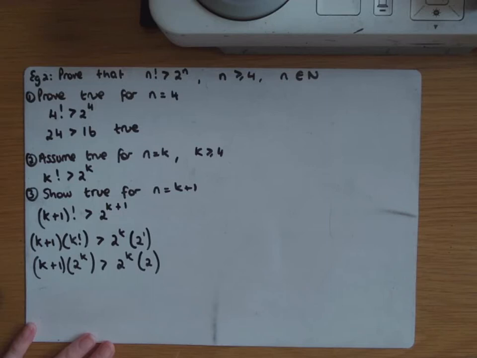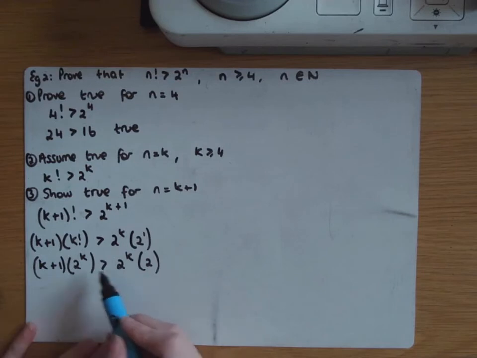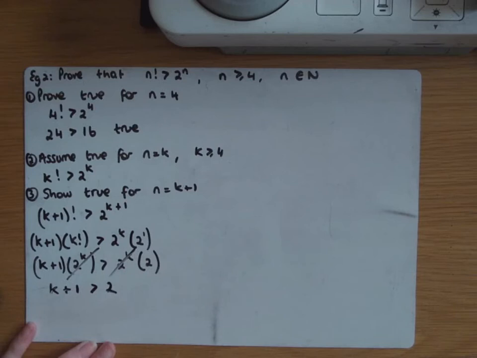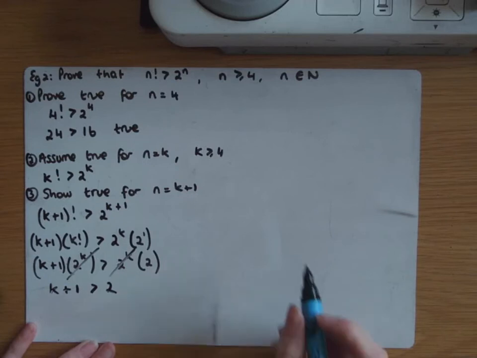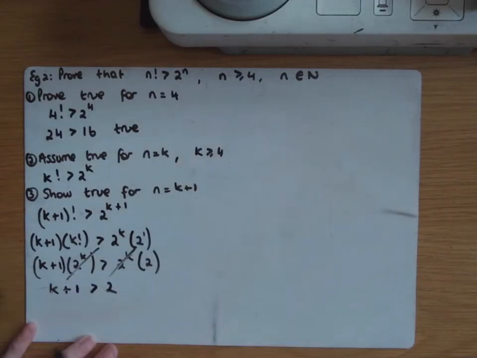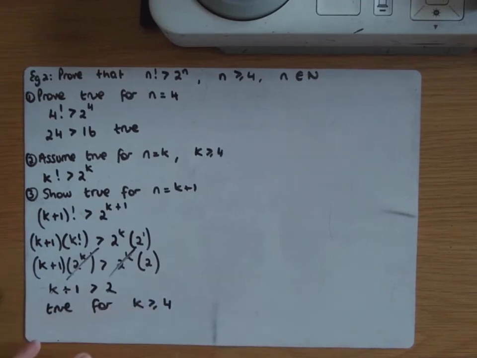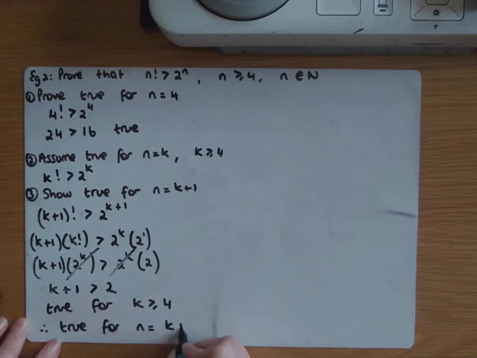Now I know that k is positive, so I can divide both sides by 2 to the power of k, just cross them off. k plus 1 is greater than 2. Is that true if k is 4 or higher? Like if it's 4, you get 4 plus 1, 5, 5 plus 1, 6. That is always true, for k greater than or equal to 4. Therefore, it's true for n is equal to k plus 1.